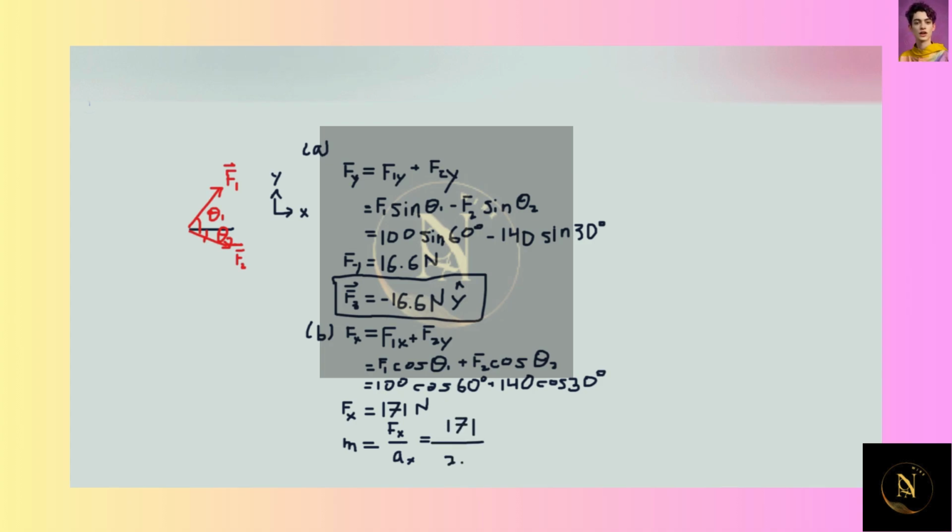171 divided by 2 will give us a mass of 85.6 kilograms. Then I'm just going to do one last little calculation to find the weight and multiply that by the acceleration due to gravity.